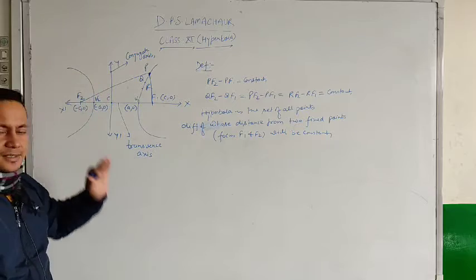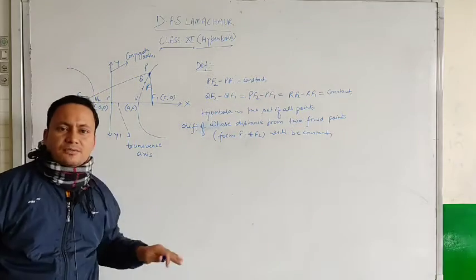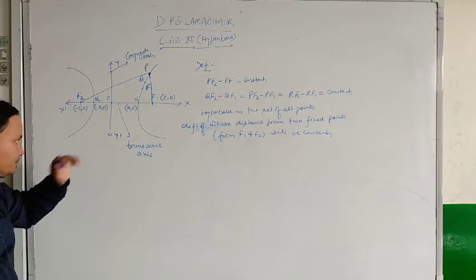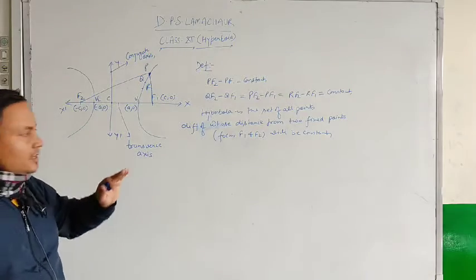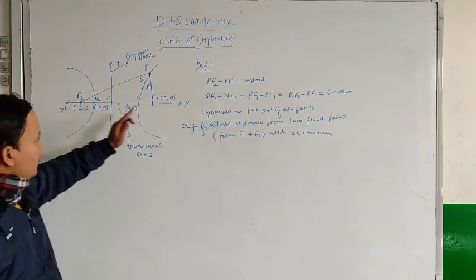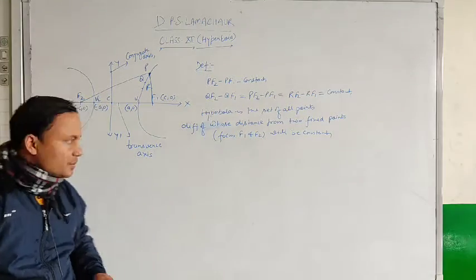And what is the conjugate axis? Conjugate axis is a line which is perpendicular to the transverse axis, and the point where both the axes meet या intersect each other is said to be the center of the hyperbola, and F1 and F2 are the two fixed points which are known as the foci of the hyperbola.